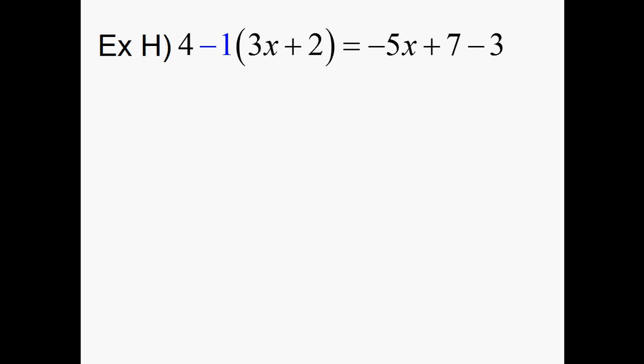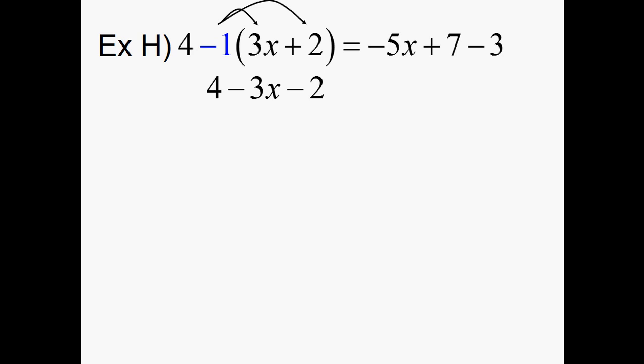So when you distribute your -1, what happens to the 3x? Becomes negative, right? Really the opposite sign. And then what happens to the 2? Really becomes the opposite, -2. So I now have 4, which stayed the same, subtract 3x, and then subtract 2.